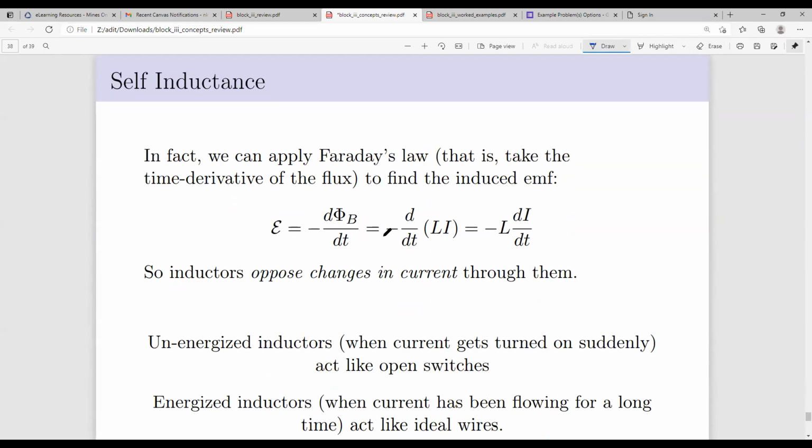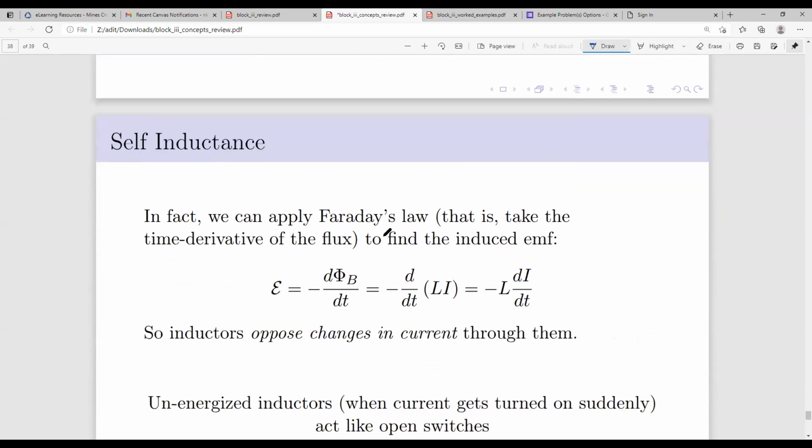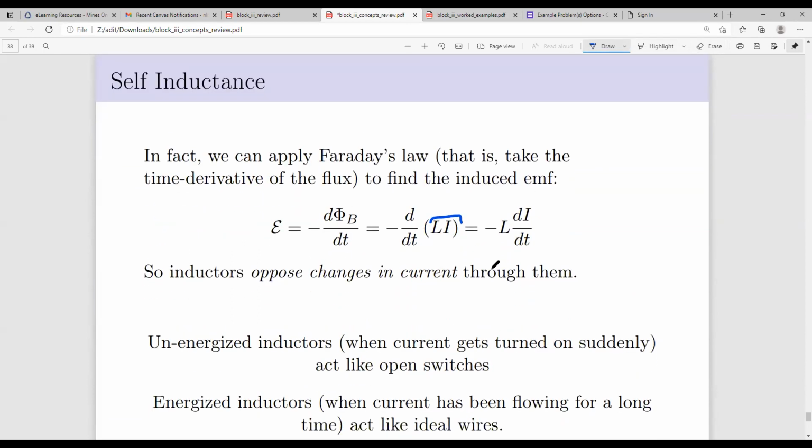Cool. And then the way inductors behave in circuits is that they oppose changes in currents through them. So if I have the induced EMF, as Faraday's law tells us, the negative derivative of the flux, and I just put in the definition of flux, which is L times I, this tells us that a change in current is going to cause the inductor to oppose that change in current. So inductors sort of act like a choke on current.